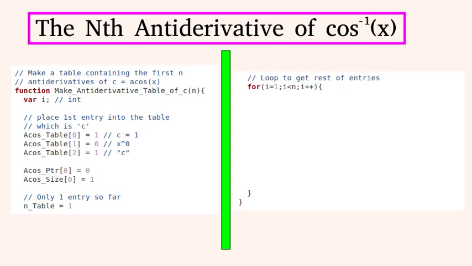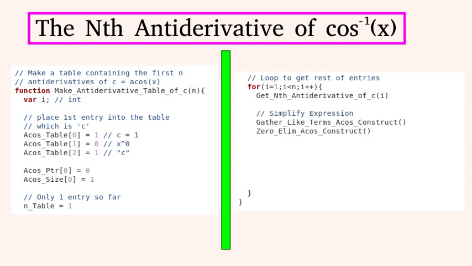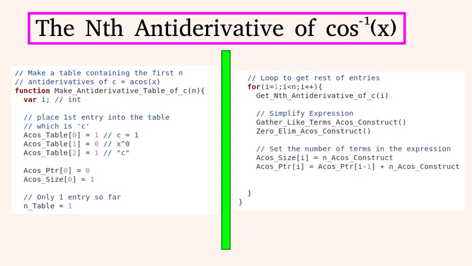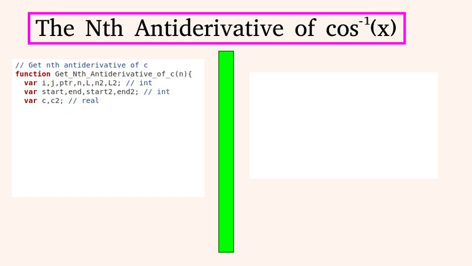We'll make up a loop to find all of the remaining entries in the table, including the second entry. We'll call this function to get the next entry and place it in the construction array. Then we'll simplify the expression. We'll set these variables so that we can copy this entry into the table from the construction array. Then we'll copy this entry to the table using this function here. So this is the function that calculated the next antiderivative from the previous one.